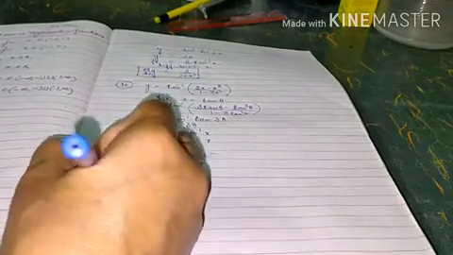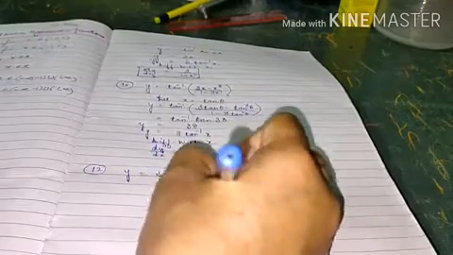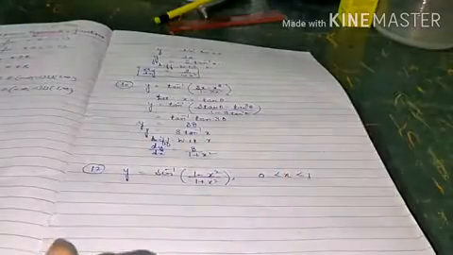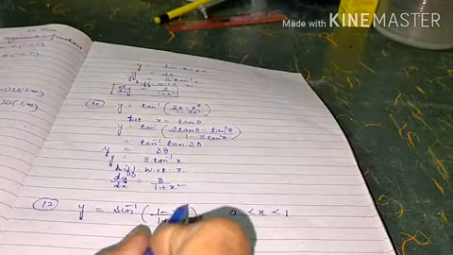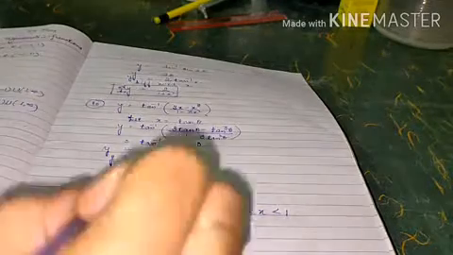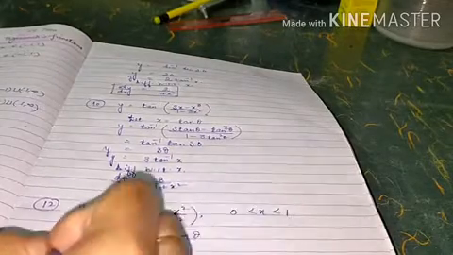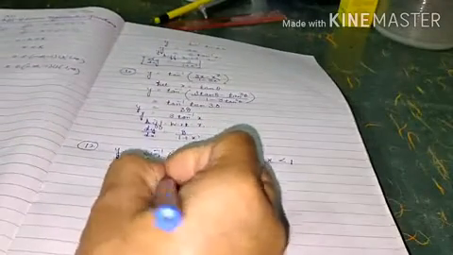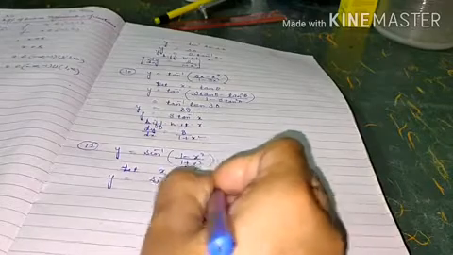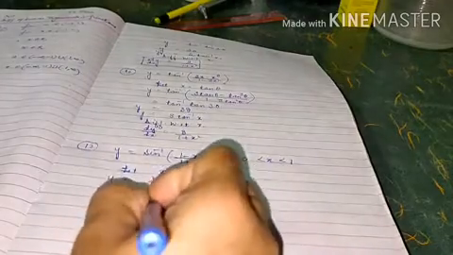Twelfth question. y equal sine inverse 1 minus x square upon 1 plus x square, where 0 is less than x is less than 1. If I apply here x equal to tan theta, then it becomes 1 minus tan square theta upon 1 plus tan square theta, that becomes cos 2 theta. So let x equal tan theta. Then y is sine inverse of 1 minus tan square theta upon 1 plus tan square theta.